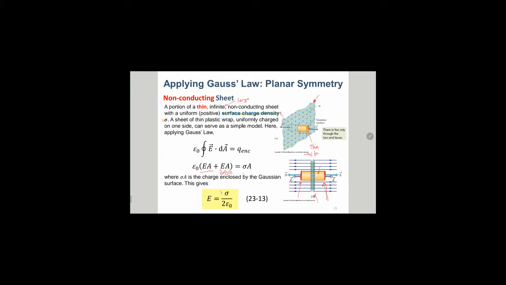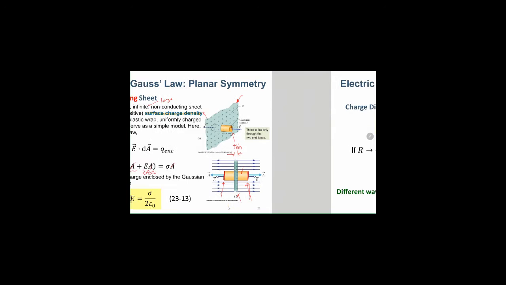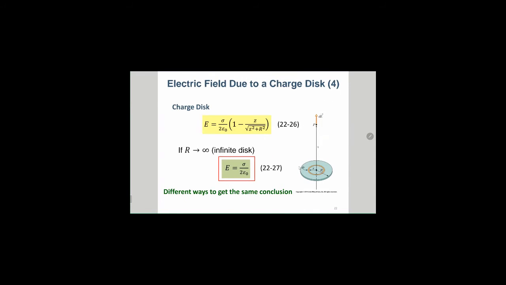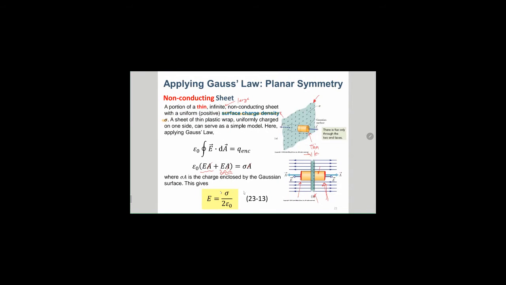Okay, so here we can cancel the A on both sides. And then we have 2 epsilon naught E equals sigma. So it turns out to be E equals sigma over 2 epsilon naught, which has the same expression as this one. And as I mentioned, using integration will be complicated, and using Gauss's law, the calculation is as simple as this one.